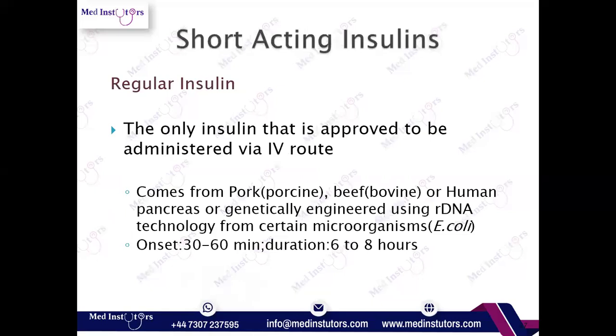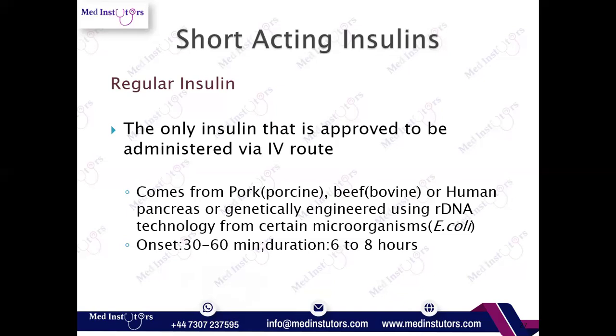Now our regular insulin, that is a short-acting insulin, is the only insulin that is approved to be administered via the intravenous route. We may use some insulin analogs also off label, but this one is the approved one. And it comes from the porcine or pork and beef or bovine or human pancreas, or is genetically engineered using recombinant DNA technology from certain microorganisms. The first one was E. coli.